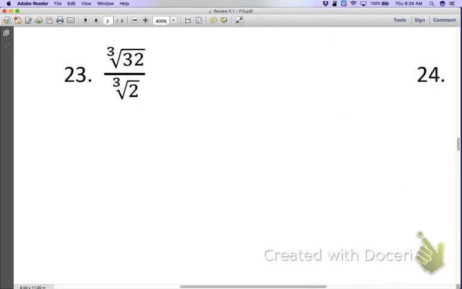Now, on 23, again, this is one of those that we can do multiple different ways. The way that I would do it is possibly different than the way that others would do it. Since they're both underneath the cube root, I can essentially rewrite this as the cube root of 32 over 2. What's 32 over 2? 16. Cube root of 16 is going to be a heck of a lot easier. Now we just simplify it, right?